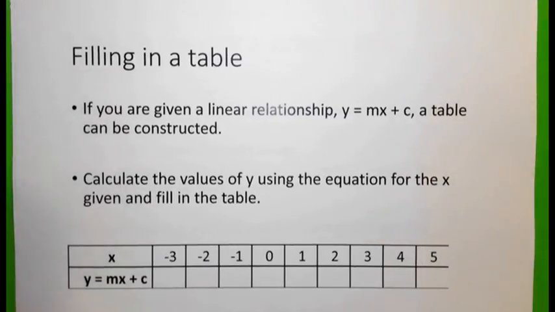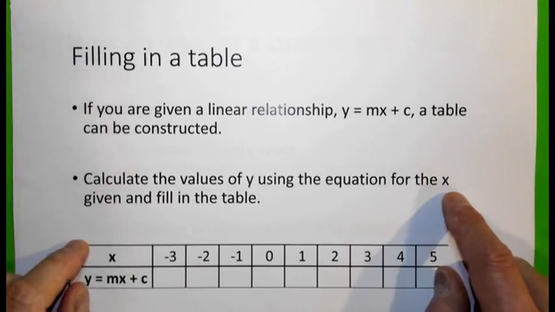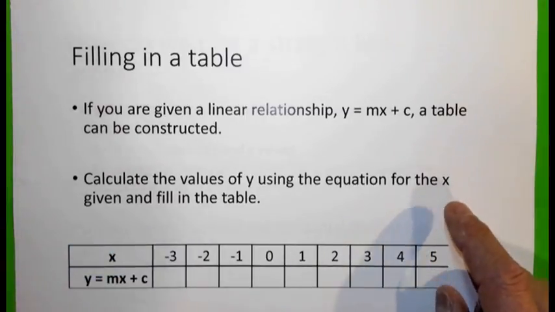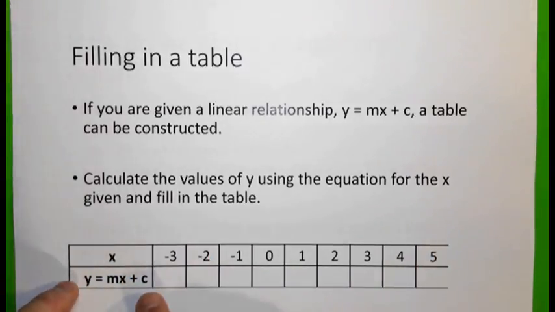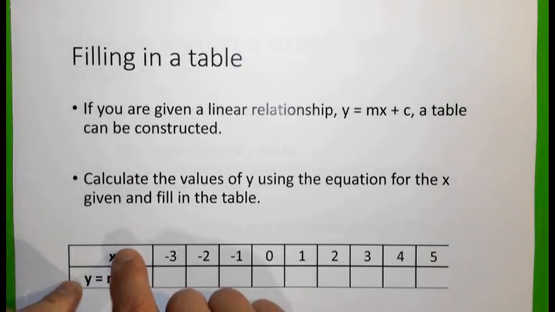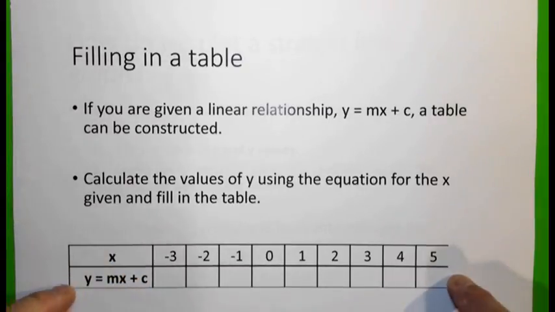Okay, method 1, which is table of values. If you're given a linear relationship y equals mx plus c, a table can be constructed. Calculate the values of y using the equation for the x given and fill in the table. So you are given certain values of x, and then you use y equals mx plus c. Substitute x into this equation and then calculate. Let's do an example.